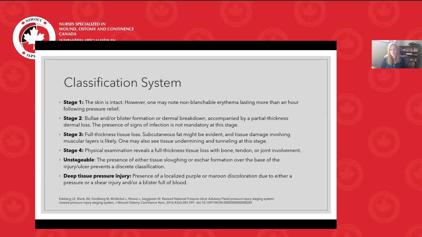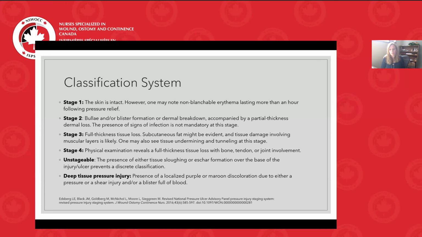Stage 4 are the ones with full thickness tissue loss. There can be exposed bone, tendon, or even joint involvement. If you do have a pressure injury that has a lot of slough in it and you can't see the true base, those are considered unstageable. When we talk about deep tissue injury, a lot of times people will wonder: is it a bruise, or is it actually a deep tissue injury? The easiest thing to do is look at where it's located. Is it over a bony prominence? It can look like a bruise. It can have a purple or maroon discoloration to it.